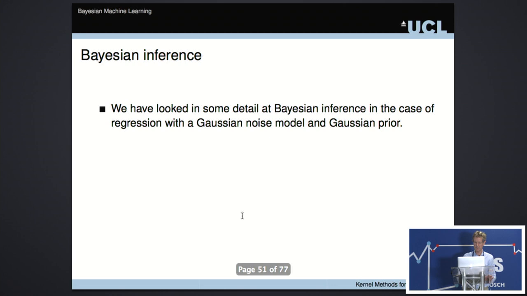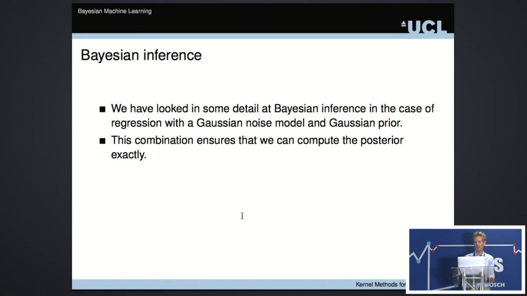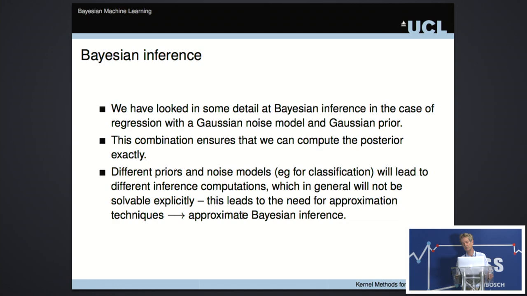Okay, so my main point of bringing this up is to make that connection between the kernel methods and this Gaussian process approach. Just to make clear, this works so nicely because of the relationship between the Gaussian noise model and the Gaussian process prior. And they are, as Ulrich referred to, conjugate. So with this combination, we compute the posterior exactly. Obviously, if we were doing classification, we'd want to use a different noise model. And this would lead to inference computations which can't be solved explicitly or exactly. And this leads to the need for approximation techniques, such as the ones that Ulrich introduced. That's the area of approximate Bayesian inference. I'm not going to go into that here.